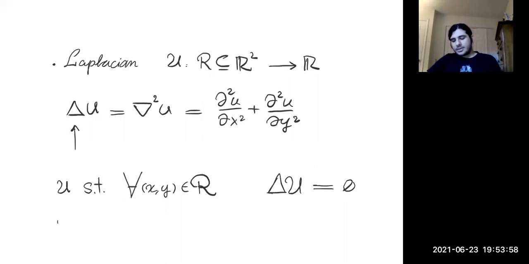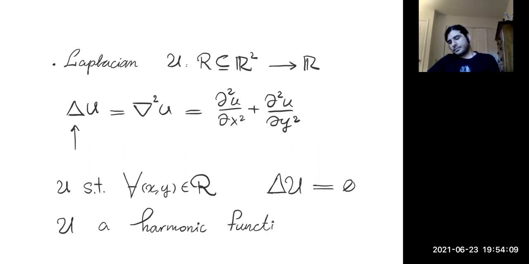Such a function u is called a harmonic function. These functions are very interesting. They appear in many fields in math and other fields, physics and everything else. In geometry, in analysis, they're a very interesting and important class of functions. They have some interesting features.